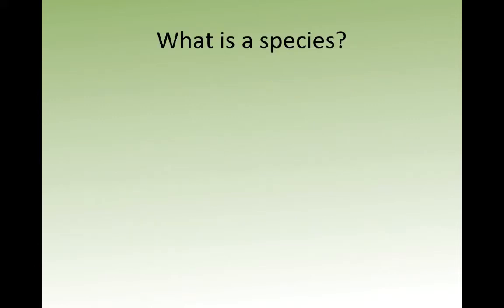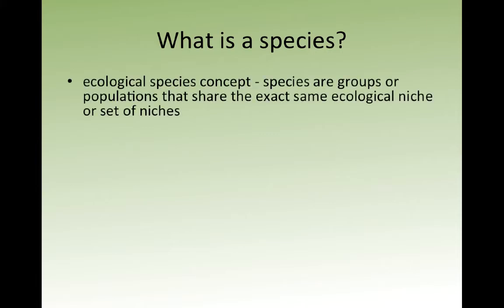So a general question, and the question that we've asked for a long time in biology, is what is a species? There's a bunch of different definitions for what is a species. You might have heard of some of these different species concepts. One of the big ones is the ecological species concept. This is an idea where species are considered to be groups or populations that share the exact same ecological niche or set of niches.